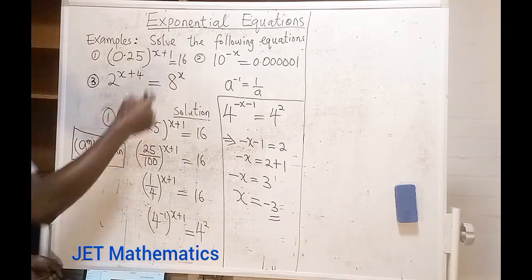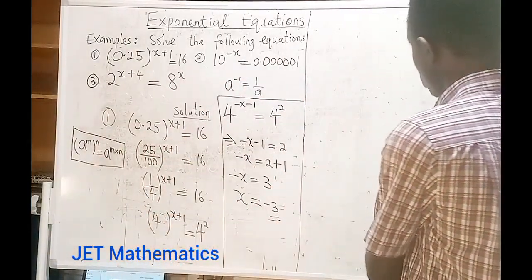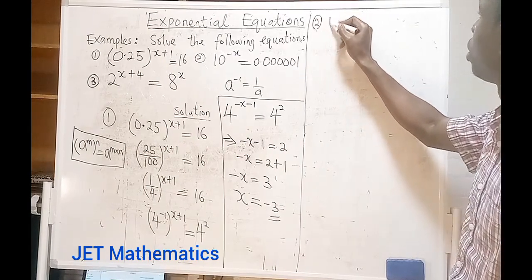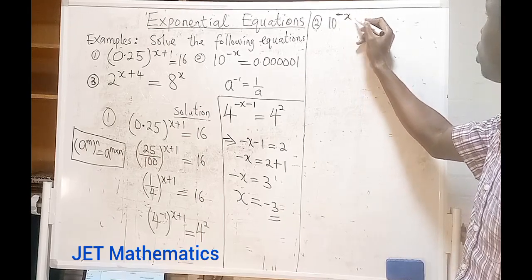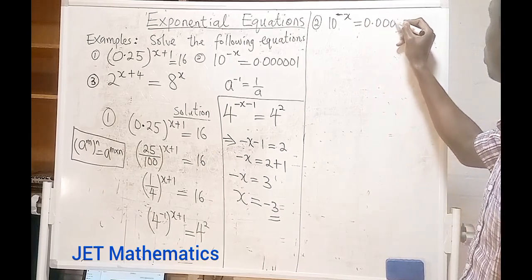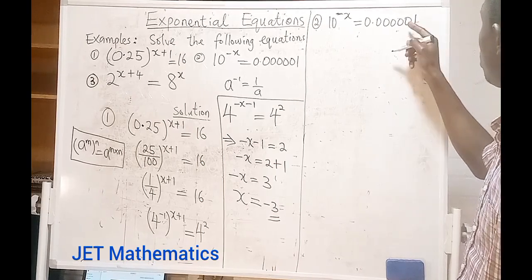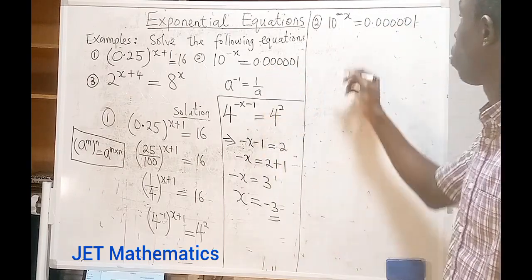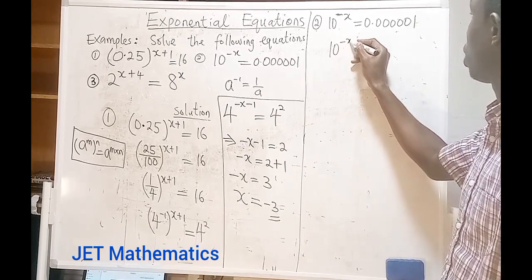So let's see the second question. Number 2 says 10 raised to the power minus x is equal to 0.0000001. 1 2 3 4 5, I think 1 2 5. Good. So to solve this, you write 10 raised to the power minus x.